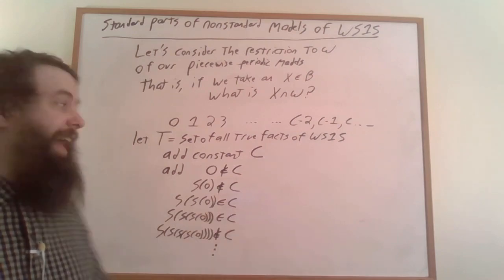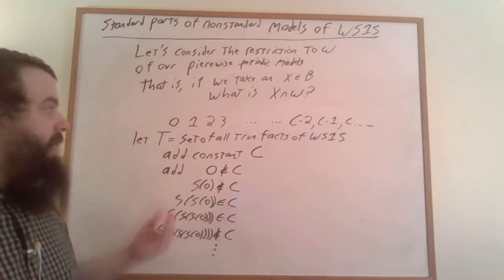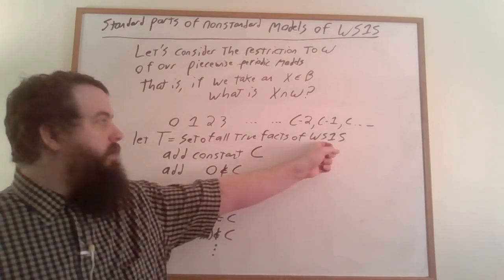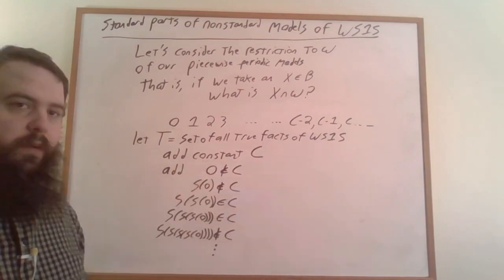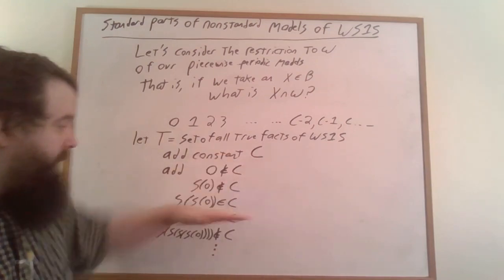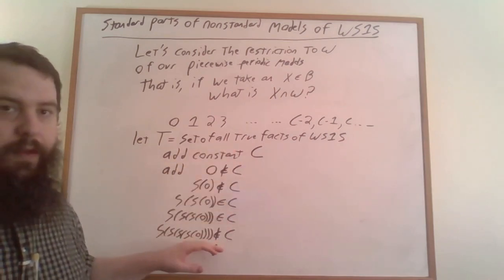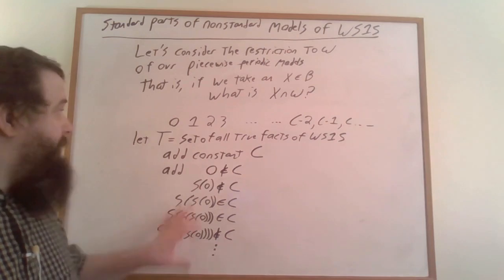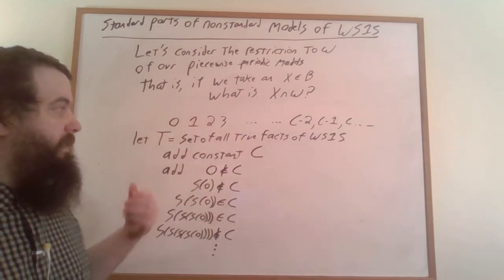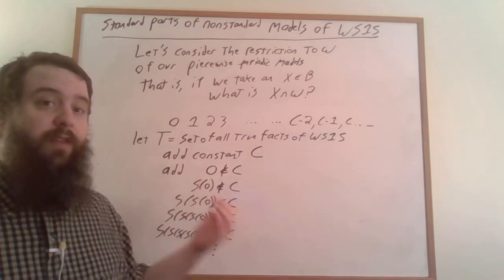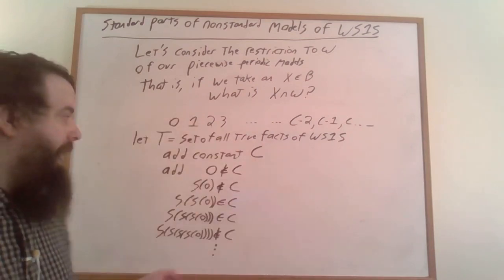As usual, any finite collection of these statements is manifested by the standard model of weak S1S with an appropriately chosen constant, right? We just take the set of primes up to a certain point, however far this list winds up going. So any finite subset of this collection of statements is consistent, has a model, and so therefore by compactness, the entire collection has a model.